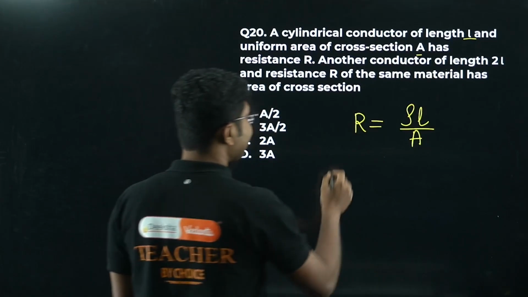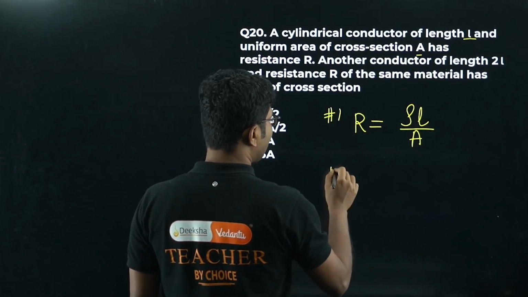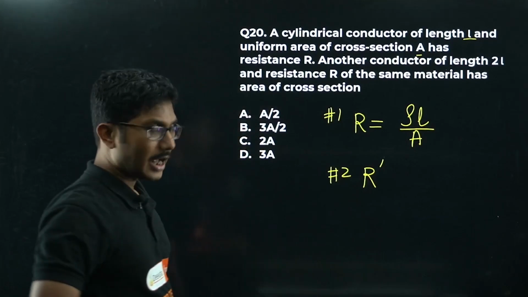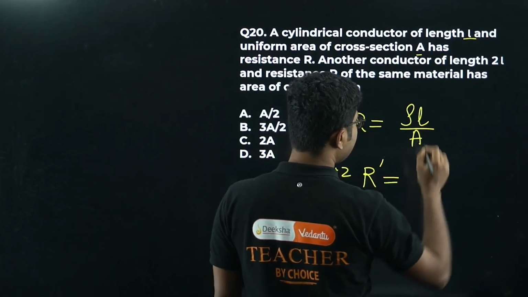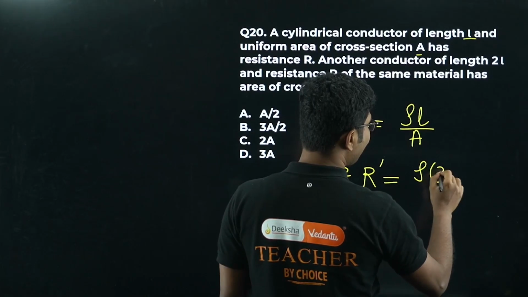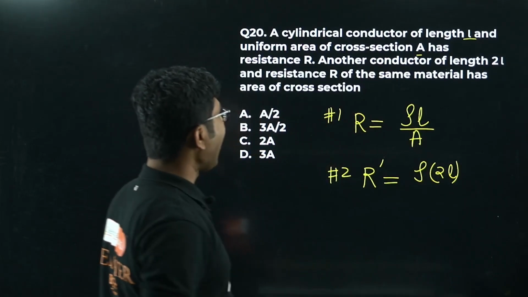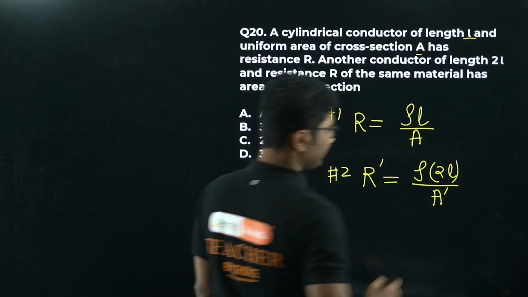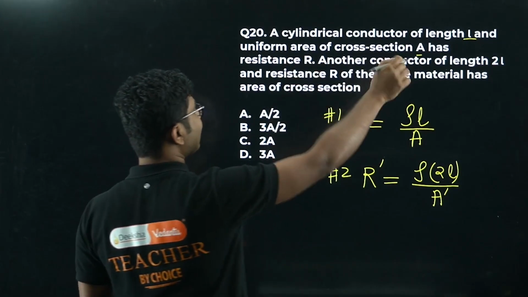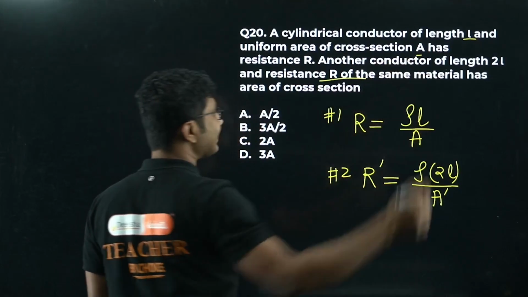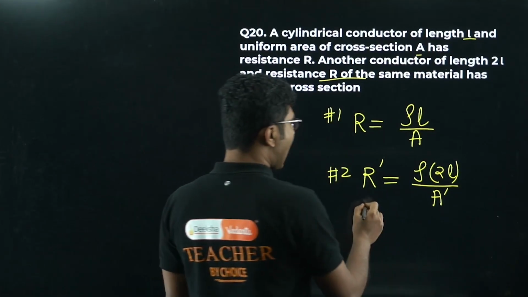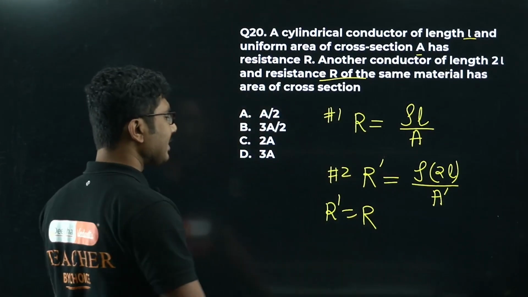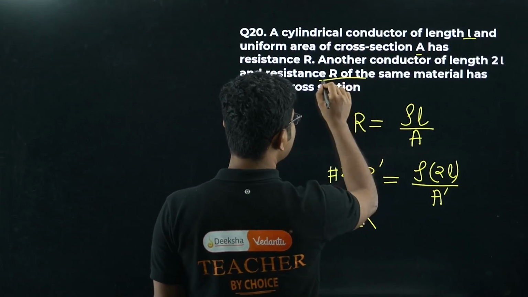This is case 1. Now let's see case 2, where the resistance is R dash. R dash is rho times length, which is given as 2L, and its area we do not know, say A dash. It is said that the other conductor of length 2L has the same resistance R. So that means R dash is actually equal to R, because both of them have the same resistance.